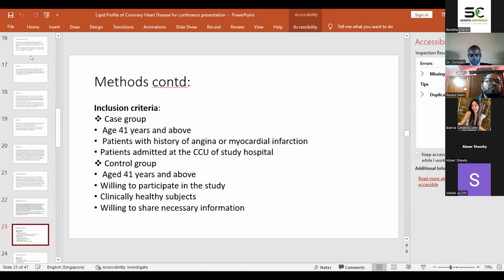The inclusion criteria which we considered for the case group: the age was 41 years and above. Patients were with history of angina or myocardial infarction. The patient was admitted at the CCU of that mentioned hospital in the study group. The control group was selected like this: aged 41 years and above, willing to participate in the study. Clinically, they are healthy subjects and willing to share the necessary information.